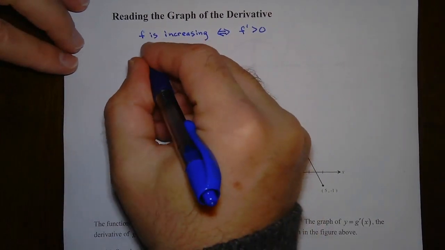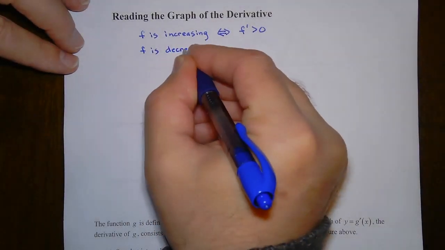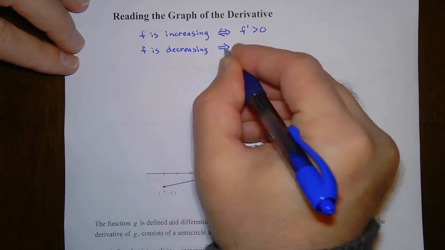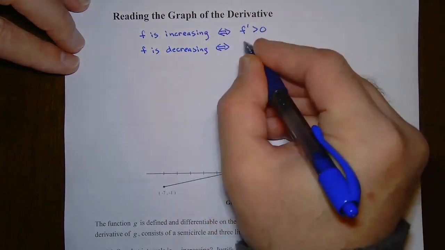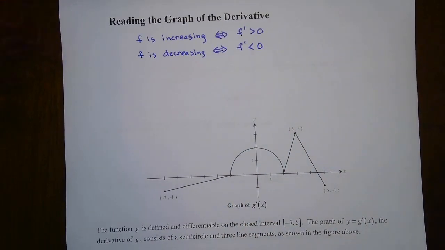Similarly, f is decreasing. This means, if and only if, okay, f prime is less than 0. To see where it's decreasing, we just have to look at the graph of f prime and determine where it's below the x-axis, because that would be where the values of f prime are less than 0, okay?